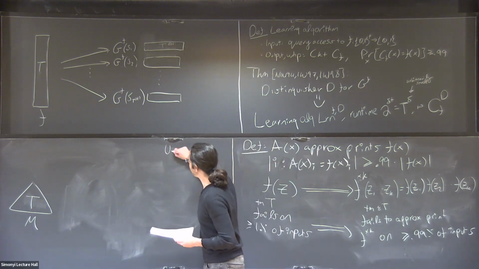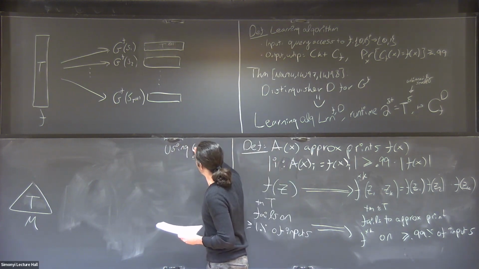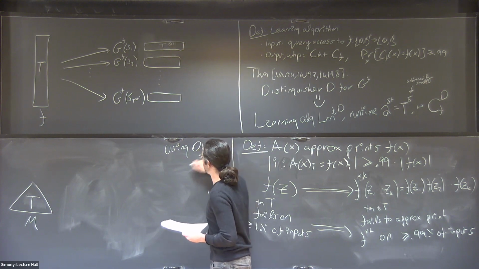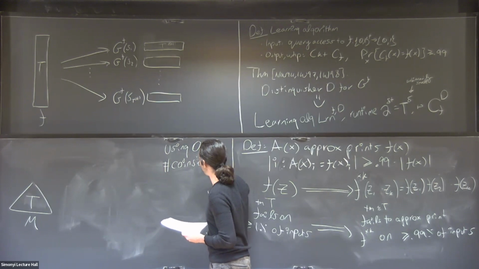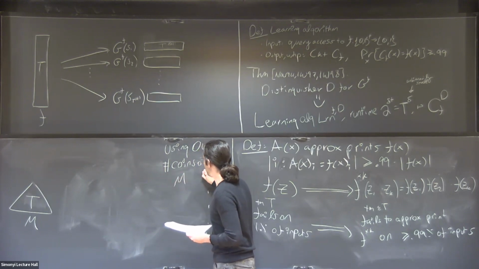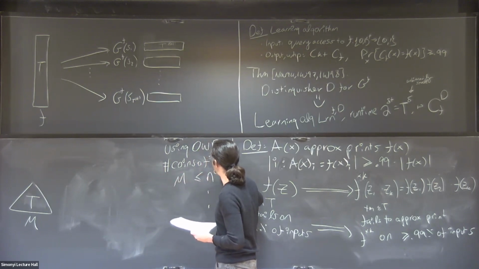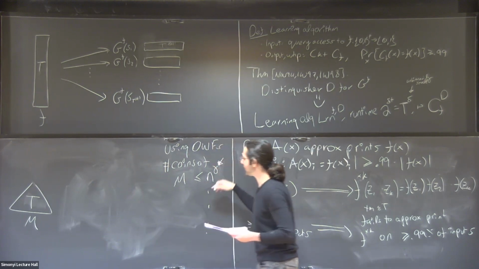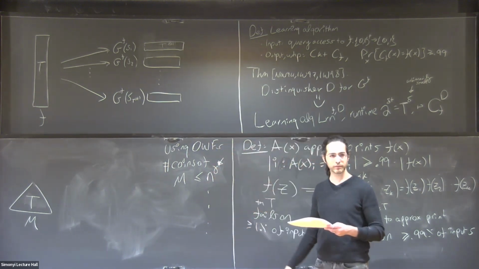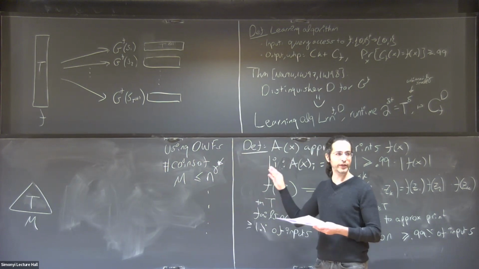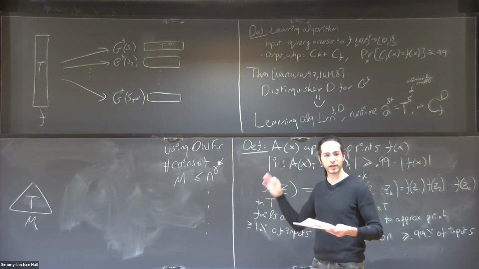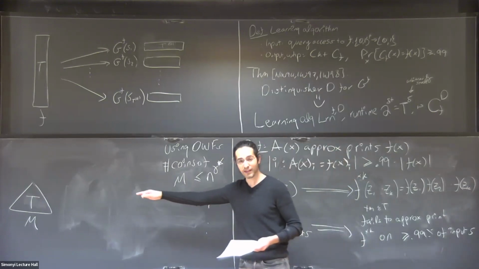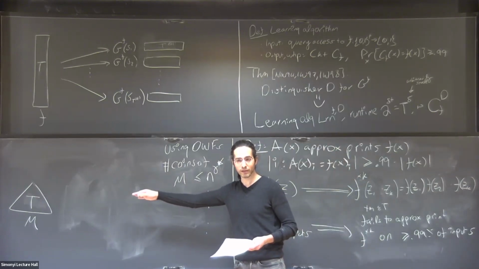So just as a preliminary step, using one-way functions, we can assume without loss of generality that the number of random coins of M is at most n to the gamma, where this gamma can be as small as you want. This is the only place where we use one-way functions, and they are known to imply it. We can shrink the number of random coins from t, which is what it could have been, to this n to the gamma.